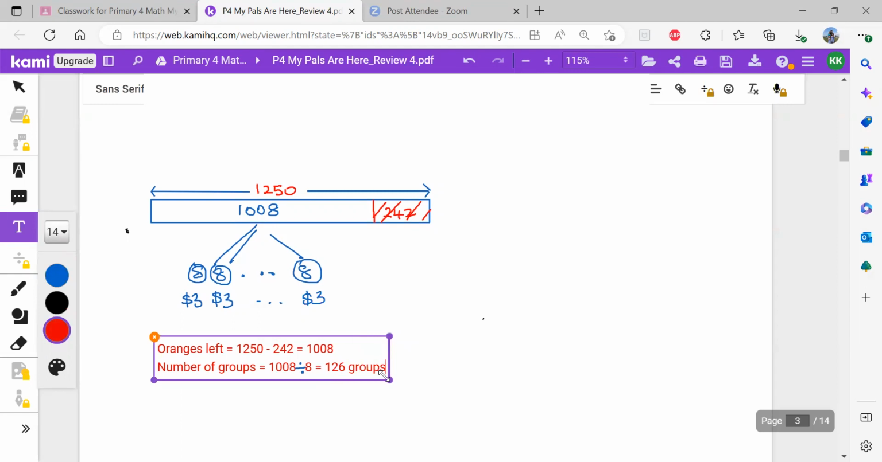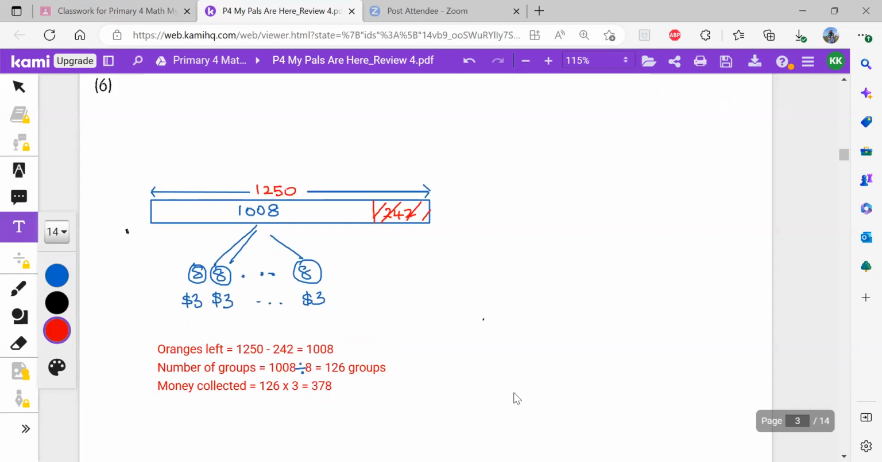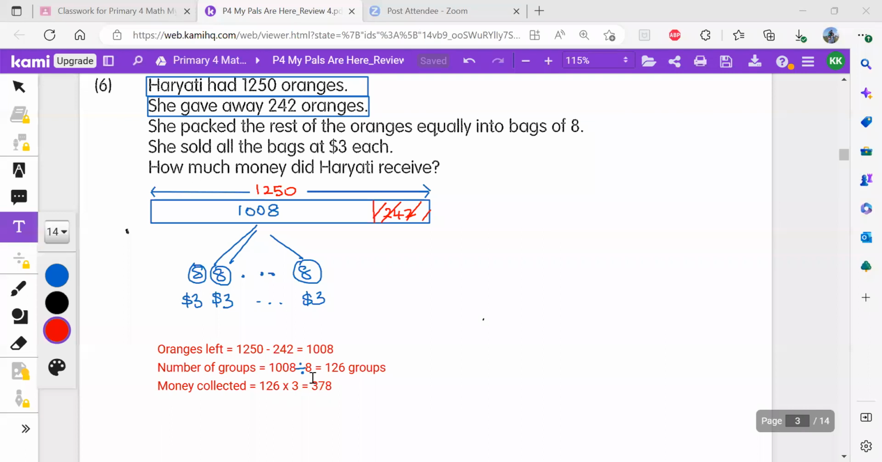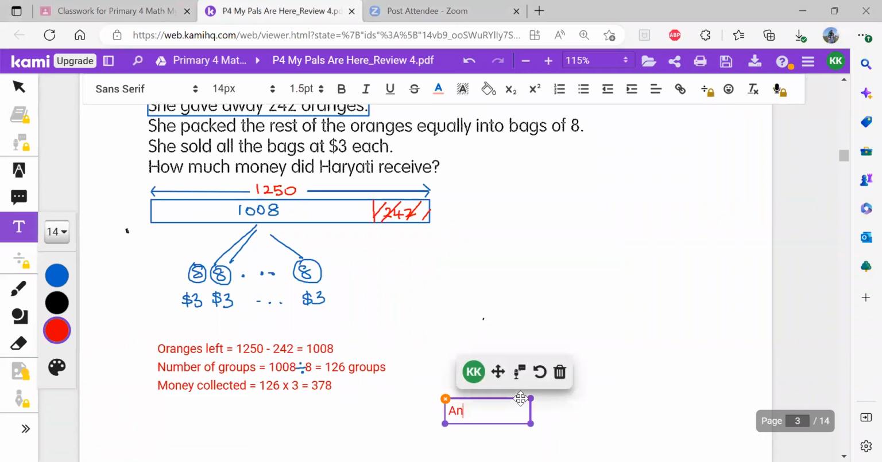126 groups of 8, and each packet is sold at $3 each. So I will know how much is collected. The money collected is 126 packets, each one sold at $3. That will give me $378. Okay, so this is what I can find looking at this picture. I'm going to clear the screen. How much money did Haryati receive? It's simply 398. No, 378.